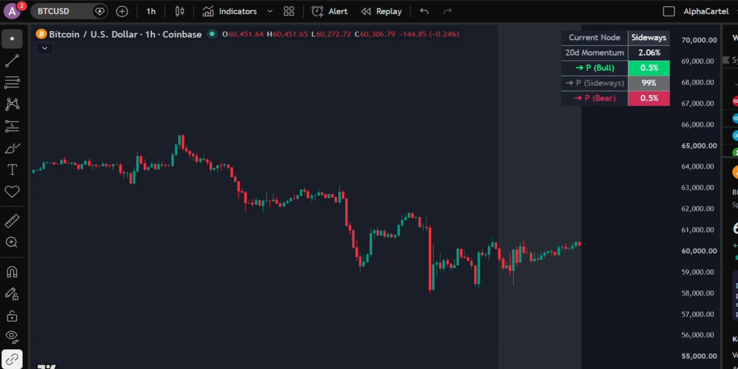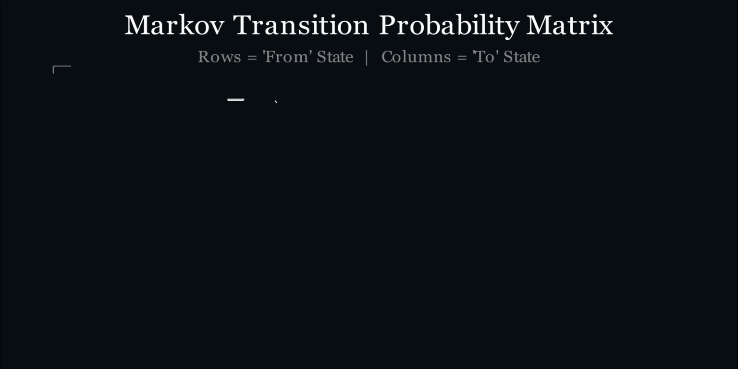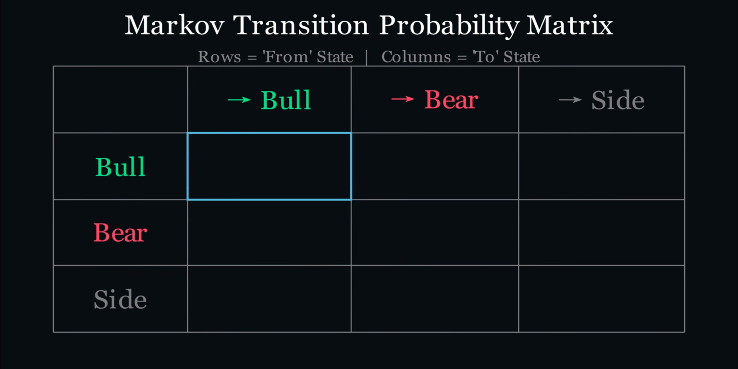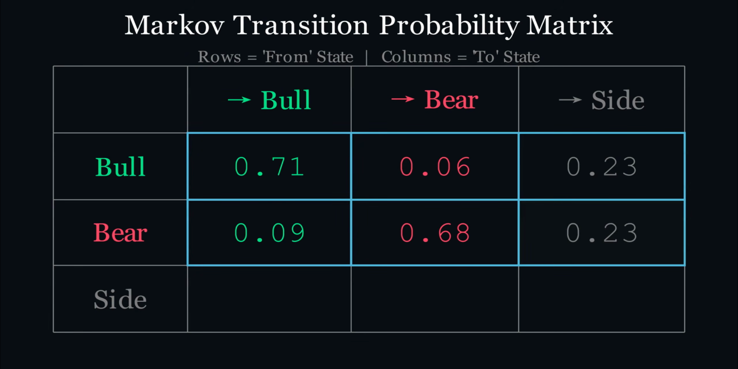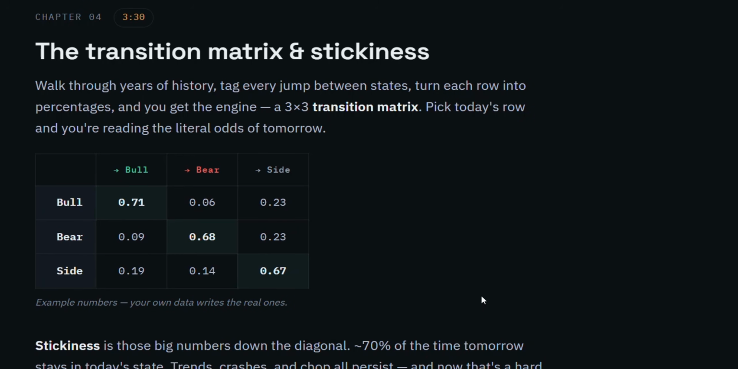To answer it, we just need to count. We walk through years of Bitcoin history and tag every single jump. Bull followed by bull, bear followed by sideways, sideways followed by bull. Tally them all up. Turn each row into percentages, and you get this, the transition matrix. This little grid is the whole engine. Pick the row for today's state, and you're reading the literal odds of tomorrow.